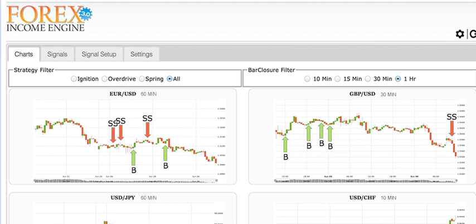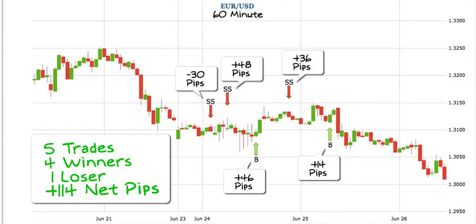Okay, let's take a closer look. Okay, here's the Euro-US dollar pair, 60-minute chart. Now, we're going to be deep diving these charts later in the video, but for now, I just want you to get a feel for what it's like to trade with my Forex Income Engine methods. In this case, we had 5 trades. There were 4 winners, 1 loser, for a net total of 114 pips.